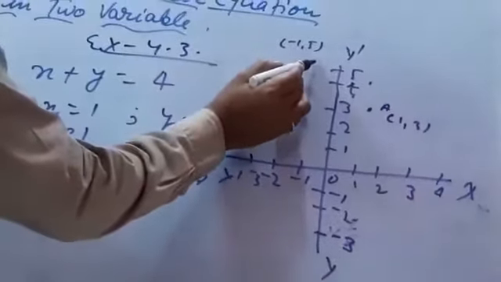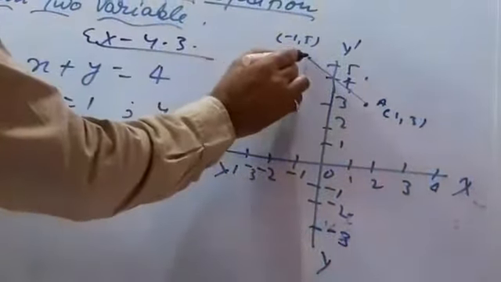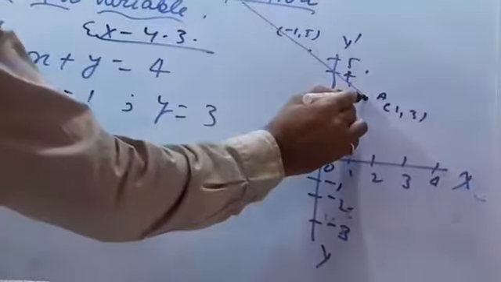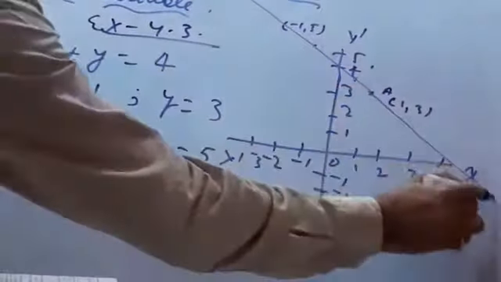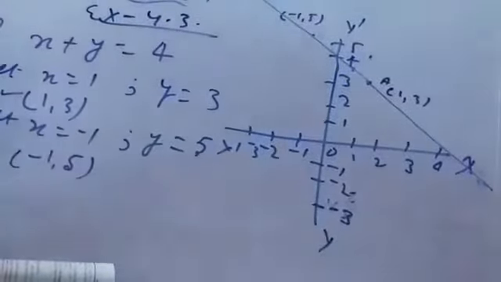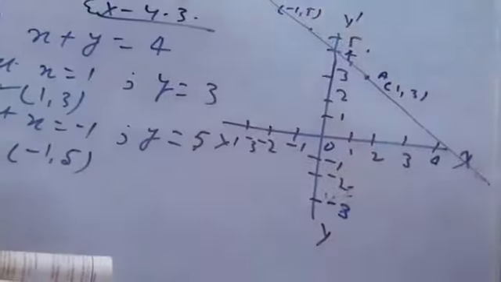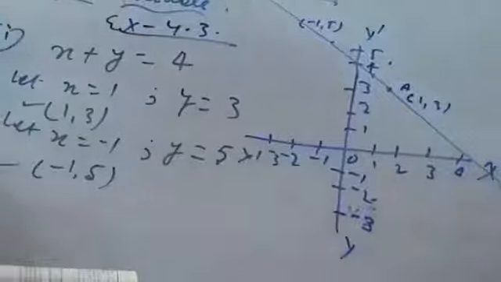Join these 2 points with the scale. Join them and now extend in both directions. Extend in this way and extend in this way. You know, are you getting some idea from here? This line represents x + y = 4. This line represents the solution of x + y = 4.